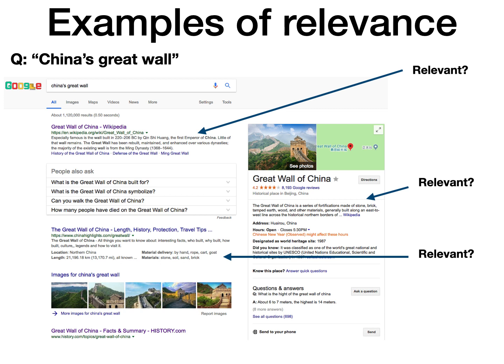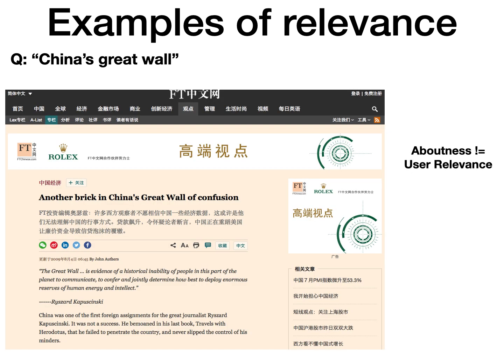What about the entity card on the right-hand side of the SERP? Well, from the information on the card, you cannot really find out what you were interested about, so maybe it's not that relevant. The previous examples made us reflect about the aboutness dimension of relevance. So a page is about a topic.